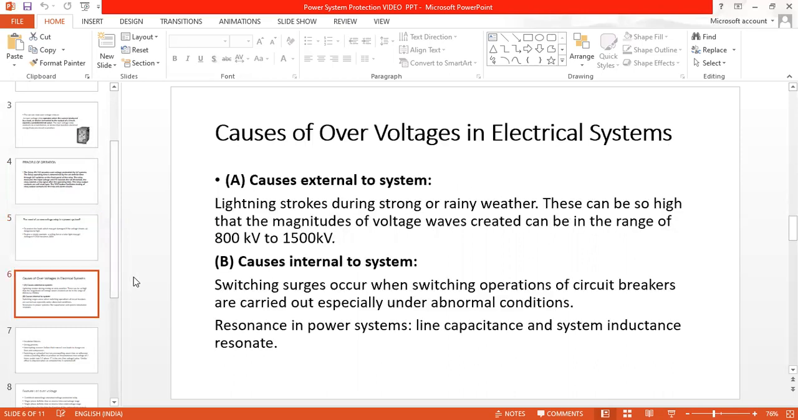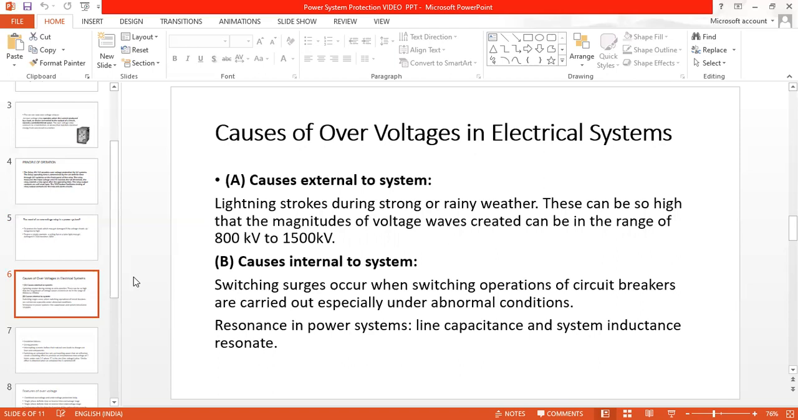What causes overvoltages in an electrical system? Let me explain this in detail. At first, the first cause of overvoltage is causes external to the system. Lightning strokes during strong or rainy weather can be so high that the magnitudes of voltage waves created can be in the range of 800 kilovolts to 1500 kilovolts.